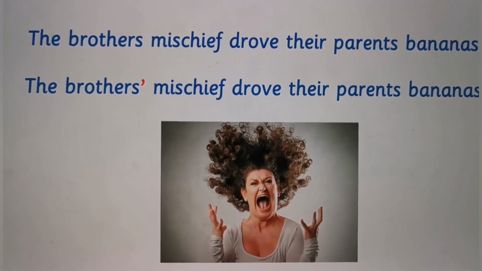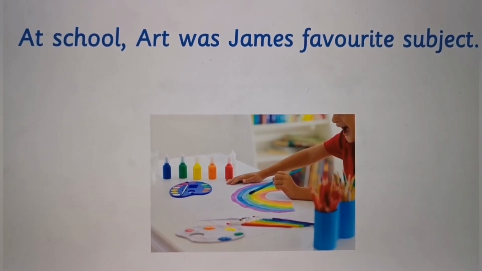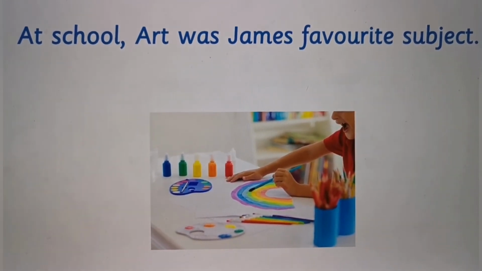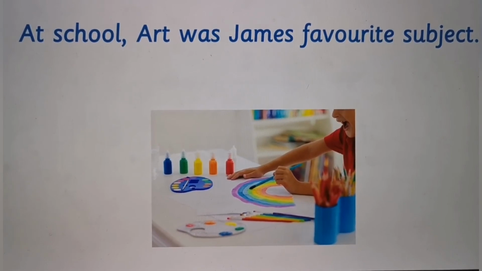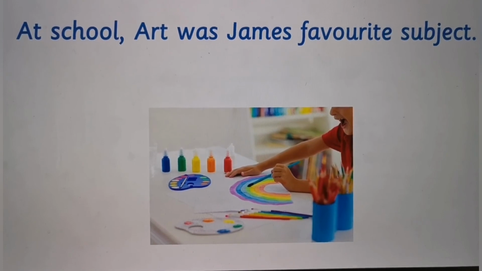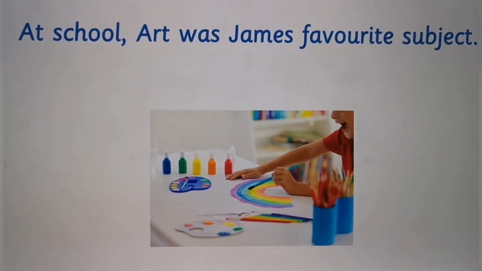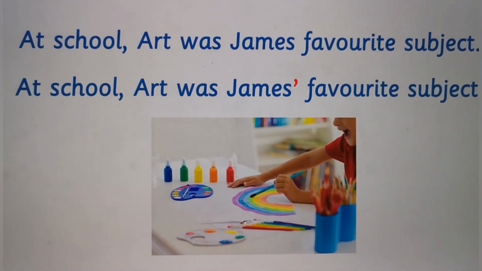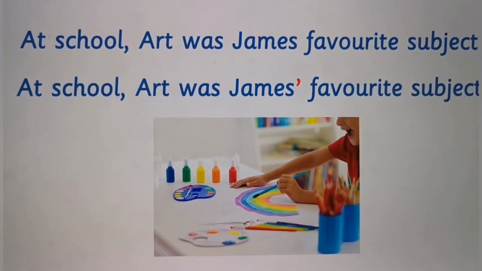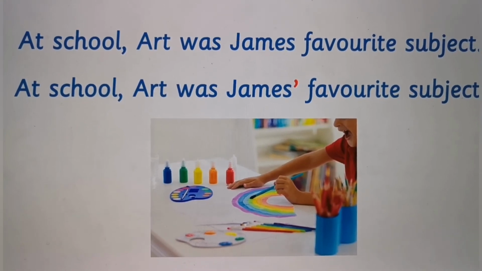Let's look at the final sentence. At school, art was Jamess favourite subject. Now the name James is similar to our example of Charles's bag. Art is his favourite subject. I wonder where the apostrophe goes. Hopefully you spotted that James ended with an S, so the apostrophe needed to come after that. Fantastic if you noticed that and you got all of those right.